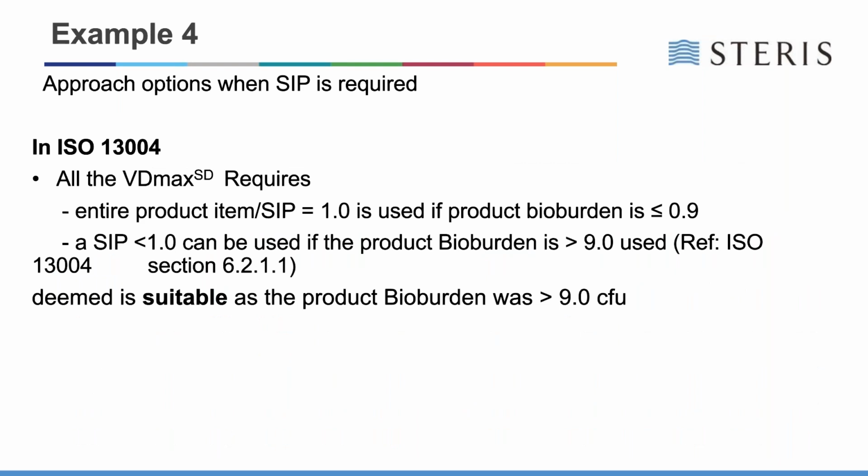Additional approach options in ISO 13004. The VD Max 25 requires that the SIP of 1.0 is used if the bioburden is less than 0.9. However, a SIP of less than 1 can be used if the bioburden is greater than 9. These were deemed suitable as the product's bioburden is greater than 9 CFUs. So it's acceptable to use our SIP.